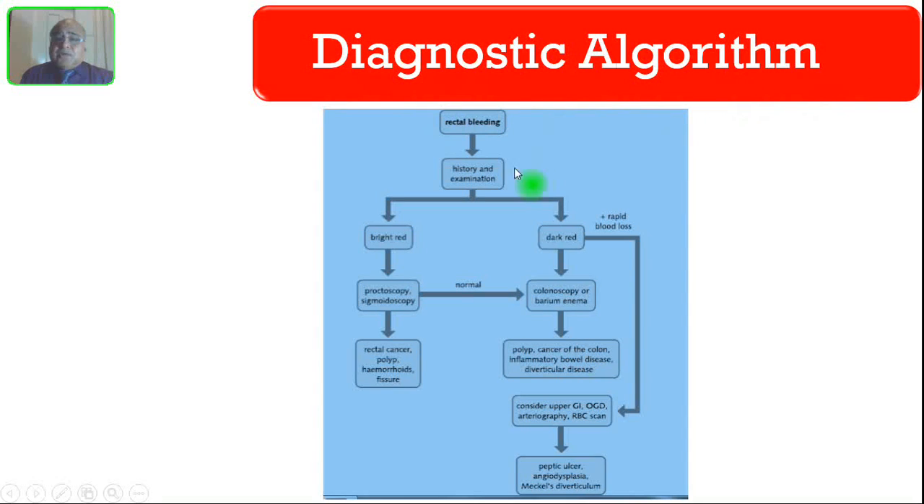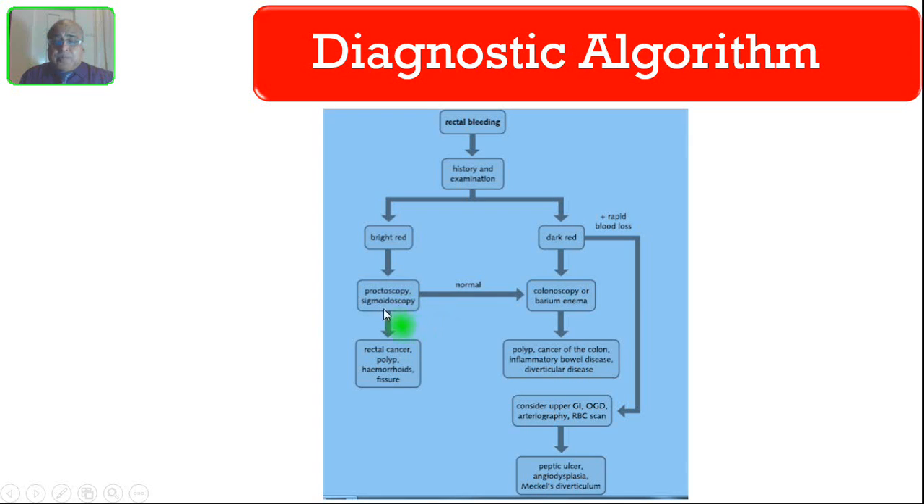So this is the diagnostic algorithm for rectal bleeding. You have to do a thorough history and physical. If the patient is passing bright red blood, then you do proctoscopy and sigmoidoscopy to rule out any rectal cancer, polyp, hemorrhoids or fissure.